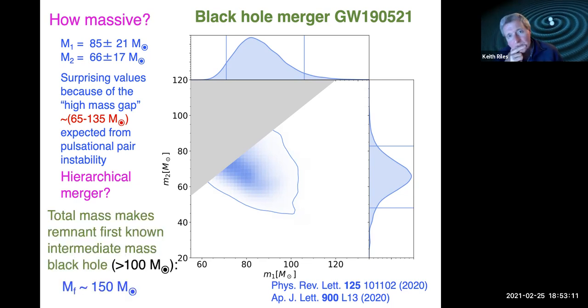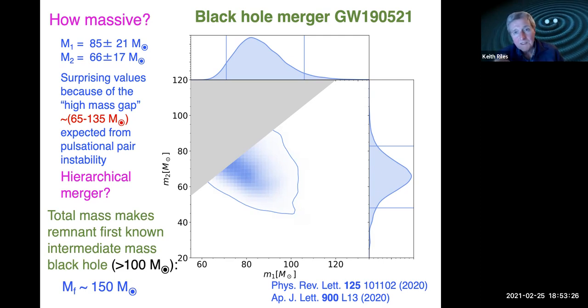One other thing to note here is that the total mass, when you bring these two black holes together, is about 150 solar masses. And that makes this the first detection of an intermediate mass black hole, which is defined to be a black hole greater than 100 solar masses, but much lighter than the sort of things you find at the centers of galaxies.